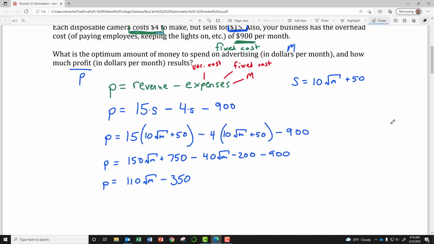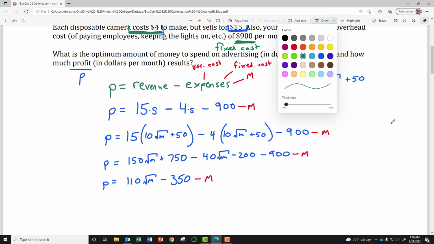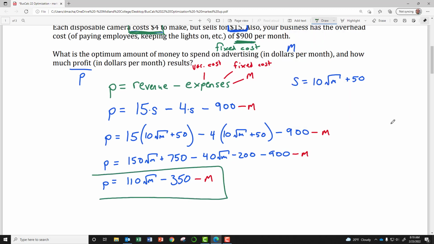That's not supposed to be M factorial. I was just very excited. So lowercase m is the advertising dollars per month spent. And so let's just go ahead and add that. So I'm going to write minus m, because any advertising dollars would be subtracting from my profit at the end of the day. Anytime I spend advertising dollars, that's reducing my amount of profit by that many dollars. And so I have to subtract lowercase m at each stage. And now this function is the correct function for profit.